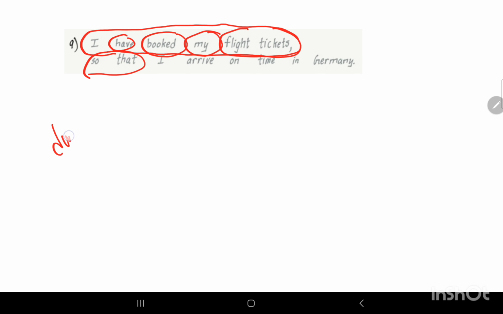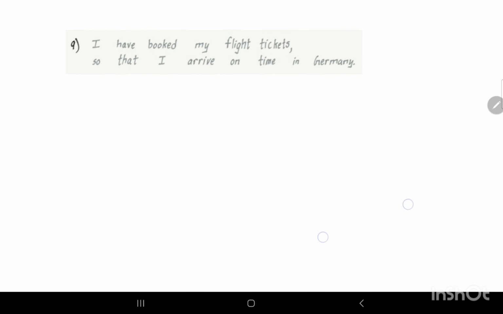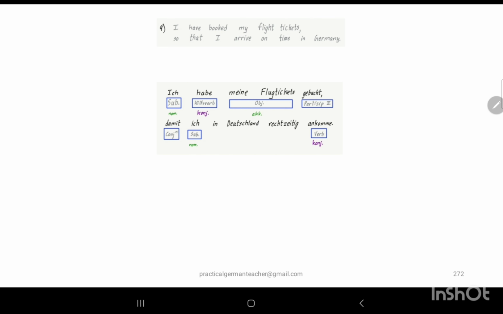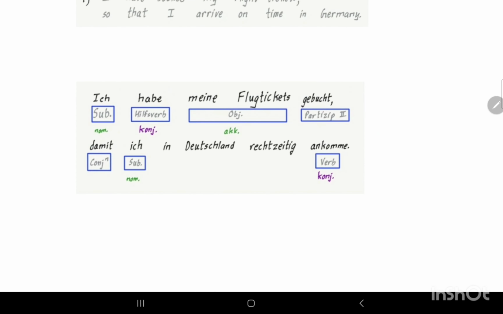So that, I said you can use damit, or you can say so, thus. So damit also means thereby, or so that. It is giving the reason for doing something, right? You booked your flight tickets so that you're giving a reason after that. So let's go with damit. Ich habe meine Flugtickets gebucht. Again, helping verb conjugated. The other one is in Partizip zwei format. With damit, the conjugated verb will be at the last position, right?